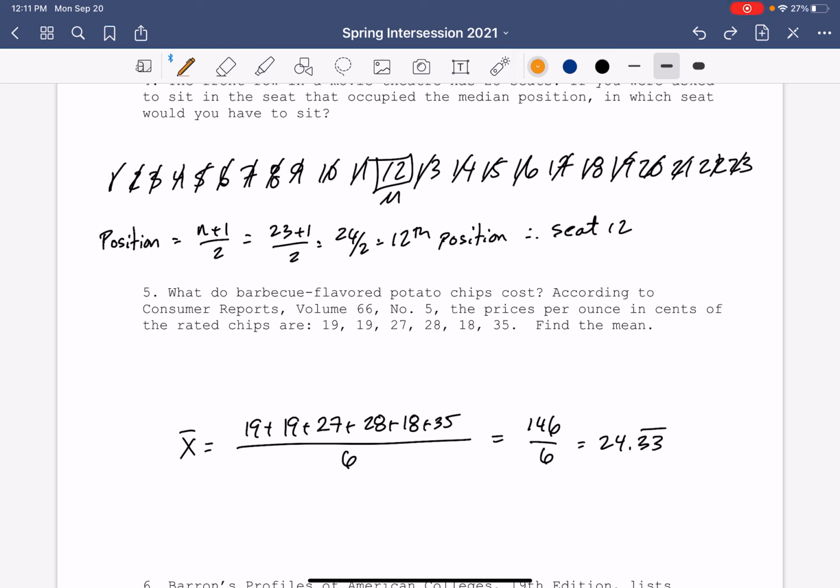Okay, what has a better flavor? Okay, so there's just chips. And then you add the number on the top, divide by 6, and then you get an answer.